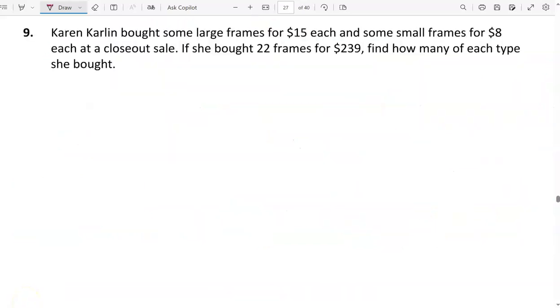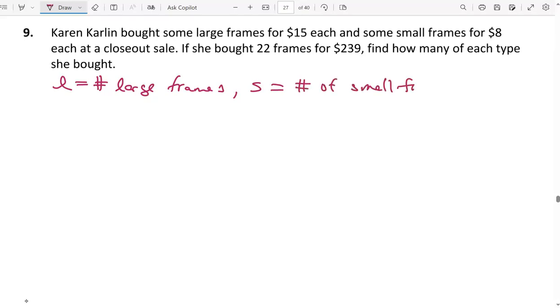In number 9, Karen Carlin bought some large frames for $50 each and some small frames for $8 each at a closeout sale. She bought 22 frames and the total price was $239. How many of each type she bought is what we're looking for. So let's call L the number of large frames and S the number of small frames.